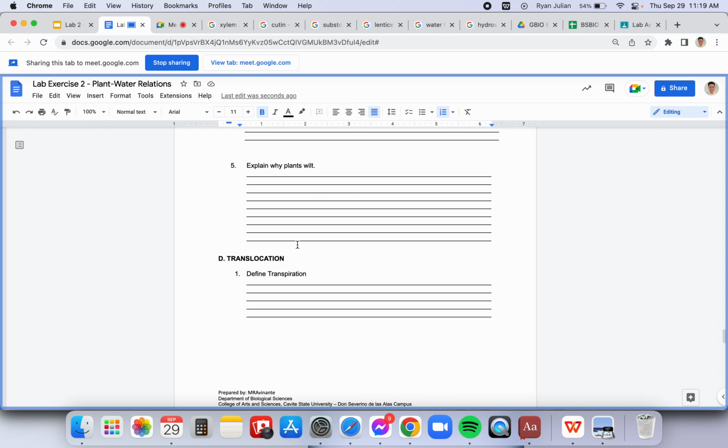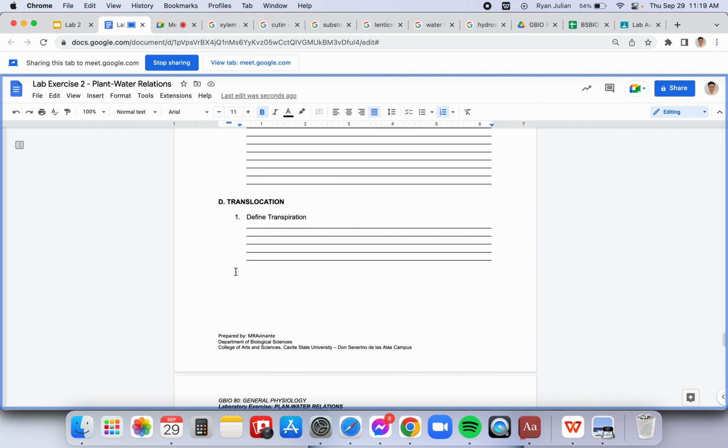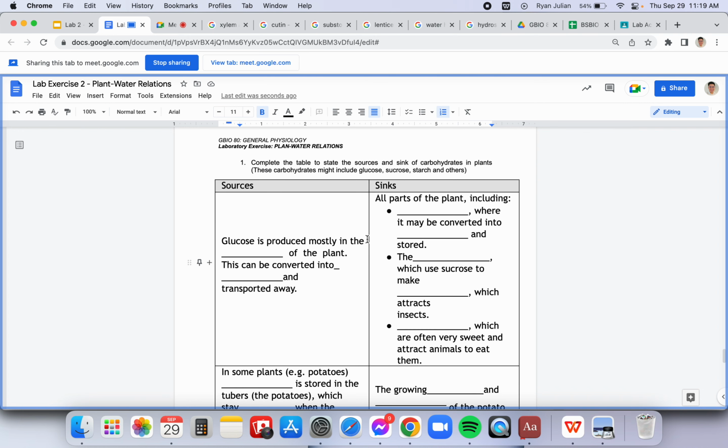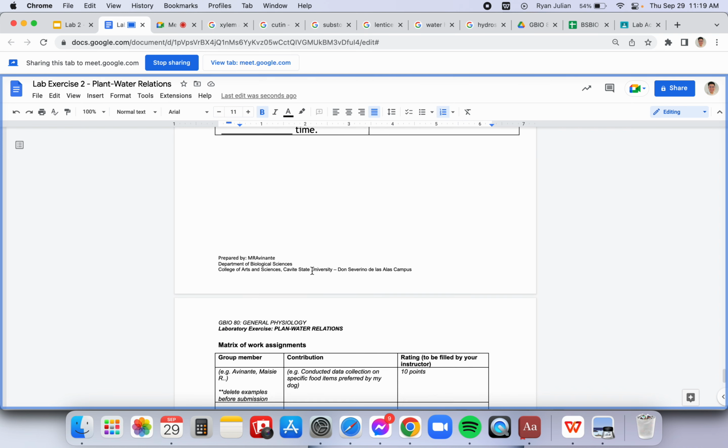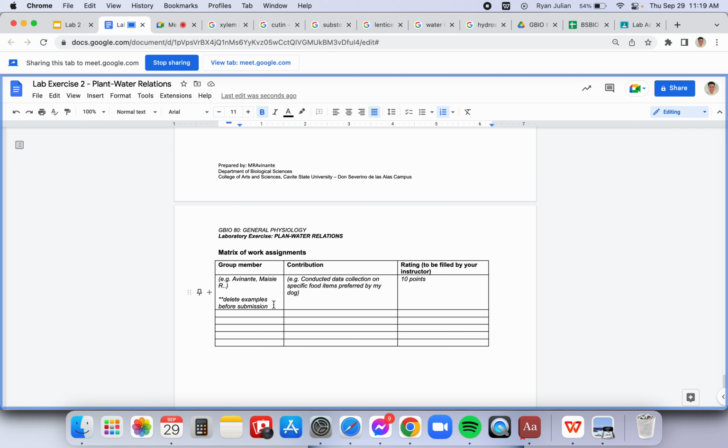Explain why plants wilt. Why do they wilt, or nalalanta in Filipino? And for the last one, letter E, translocation. Define translocation. And don't forget to answer the table that you have here. Of course, you have to input your group members here as per their contribution, what specific topic they conducted or did, and I will rate them according to the contribution that they have.